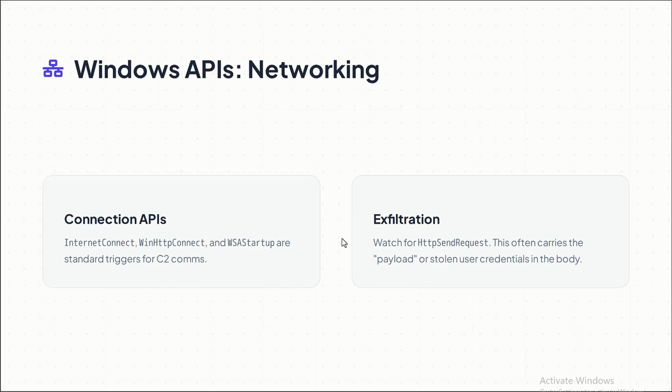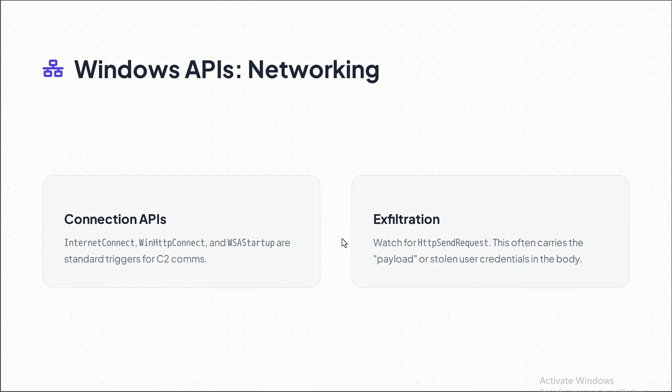We have Windows APIs for many purposes: file enumeration, system enumeration, drive enumeration, and so on. Also, we have Windows APIs specifically designed for networking purposes, like connection APIs, InternetConnect, WinHttpConnect, and WSAStartup, which are standard triggers for C2 communication. C2 stands for Command and Control Server. That's a communication channel between the attacker and the infected machine.